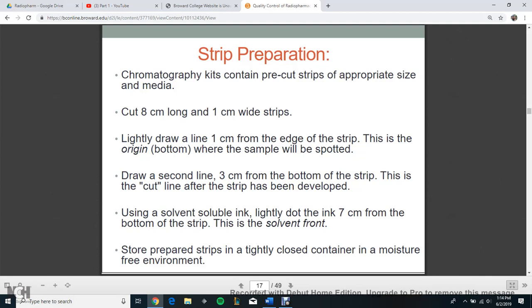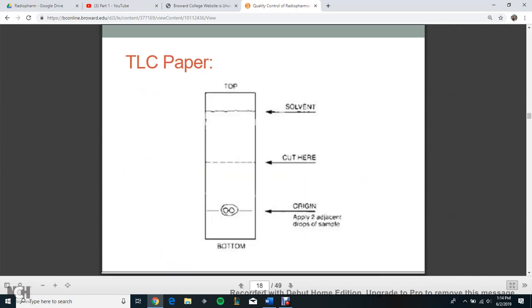Using a solvent-soluble ink, lightly dot the ink 7 cm from the bottom of the strip. This is the solvent front. Store prepared strips in a tightly closed container in a moisture-free environment. Here we see on the image where the bottom is, and then the origin. You apply 2 adjacent drops of the sample. You cut in the center and solvent to the top.